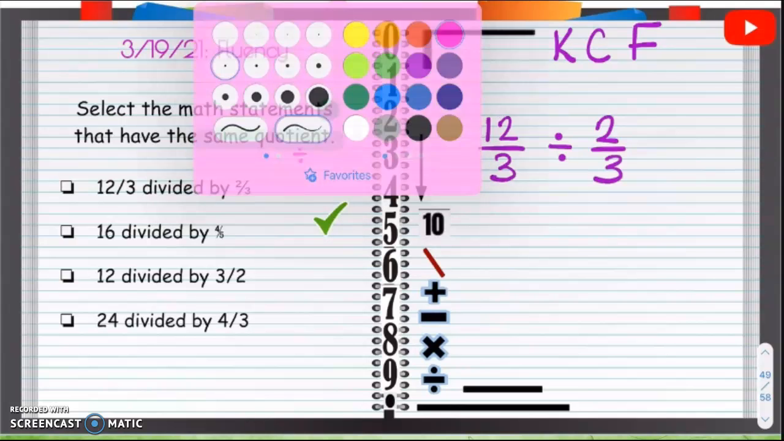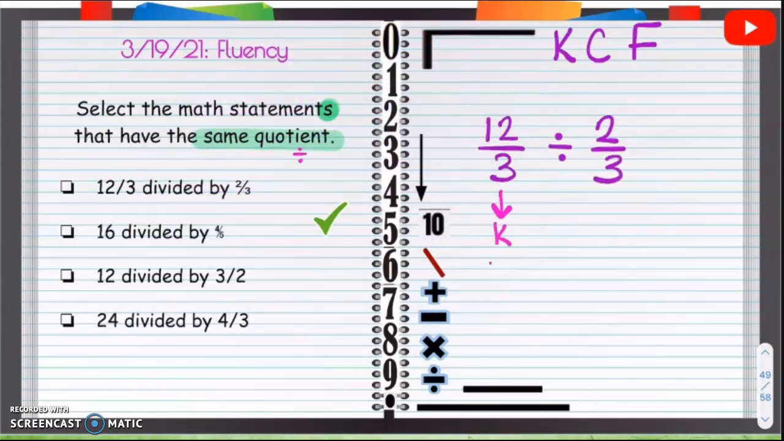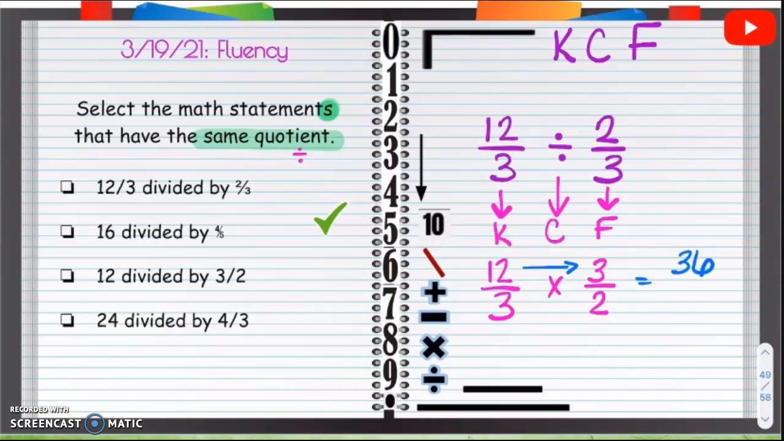All right, let's keep the first one. We're going to keep it. So we have 12 thirds. We're going to change the second one to multiplication. And we're going to flip the third part, the fraction, to 3 halves. So we just flip it. Now we can multiply straight across. 12 times 3, you should get 36. And then 3 times 2 is 6. 36 divided by 6. Ooh, let's see. So 36 divided by 6 does equal 6. So this equals 6.